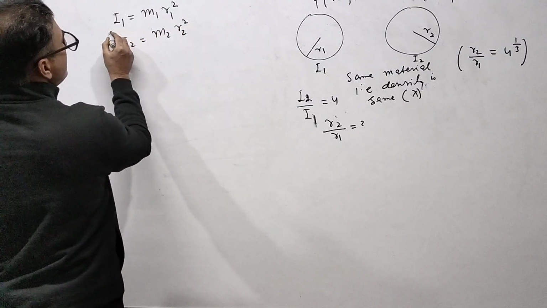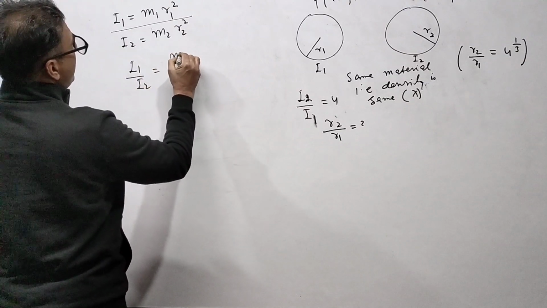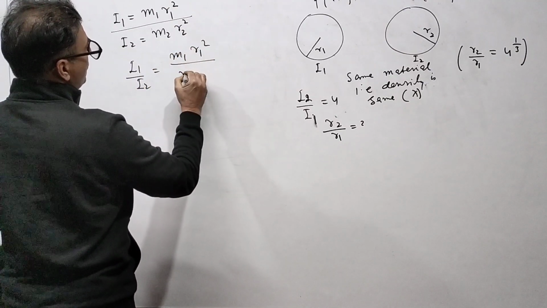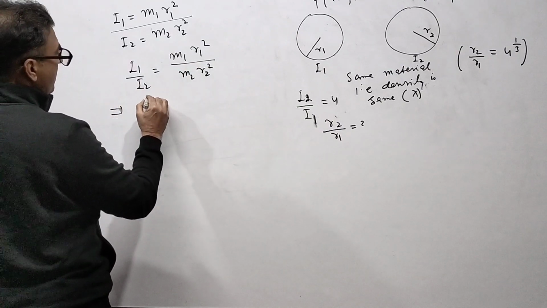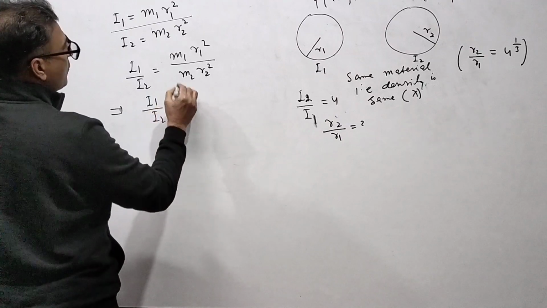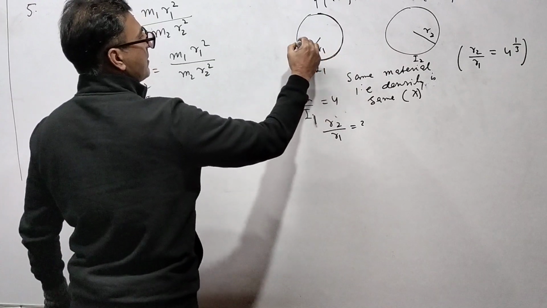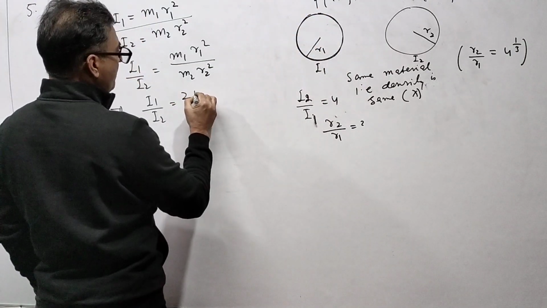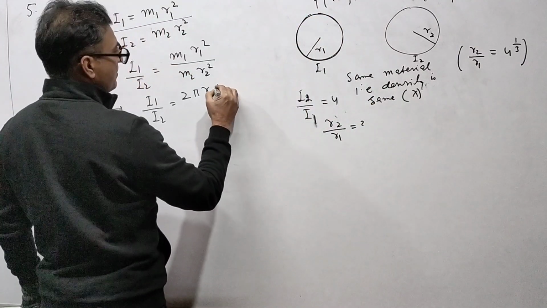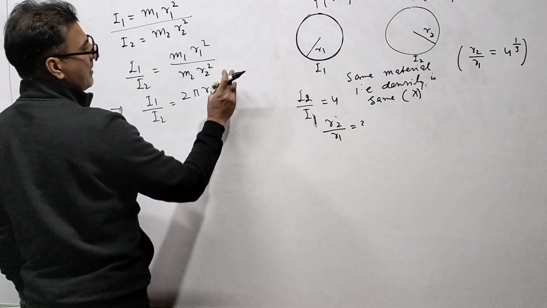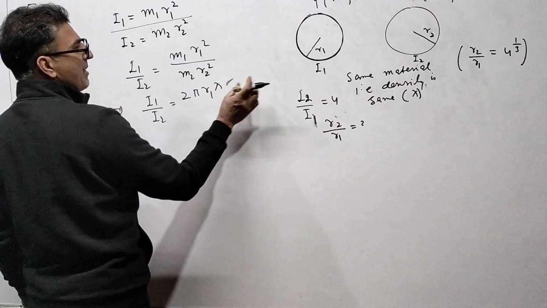Divide the two. So I1 by I2 is equal to m1 r1 square by m2 r2 square. What is m1, the mass of this ring? That is 2 pi r1, the circumference length, into lambda, the mass per unit length. Length of the ring into lambda is the mass of the ring, because lambda is mass per unit length.